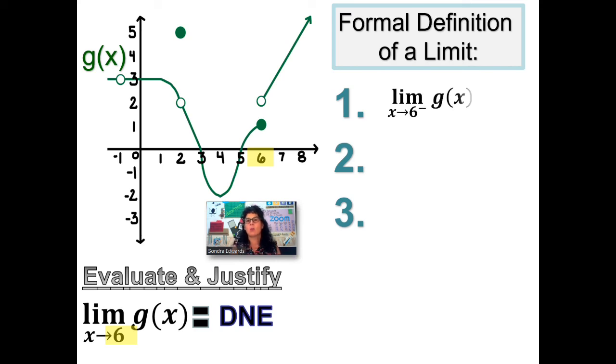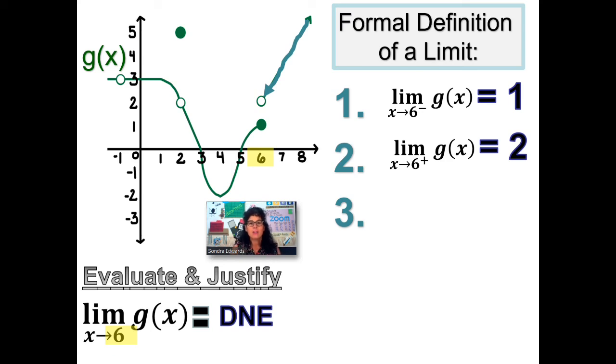We want to write that the limit as x approaches 6 from the left of g of x. Notice as we come in here from the left-hand side, we are heading to a height of 1. Then coming in from the right, the limit as x approaches 6 from the right of g of x. Notice as we come in from the right, we are heading to a height of 2.